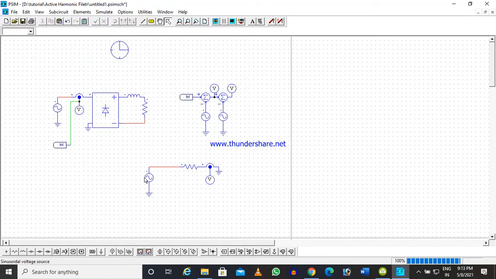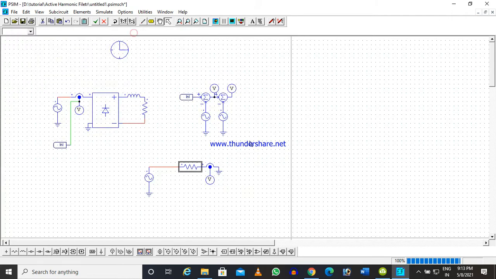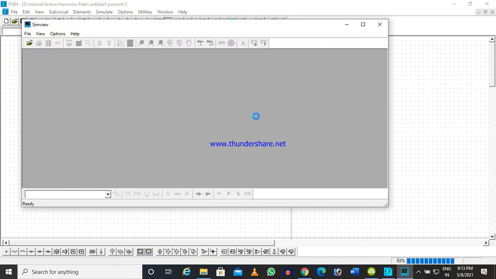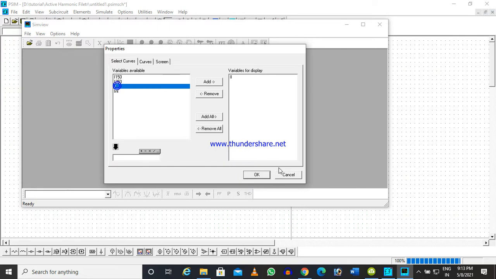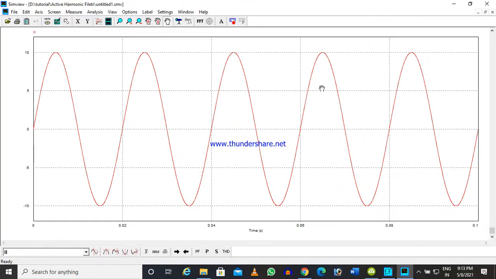You see here, I have used a source of 100 volt 50 hertz, and I have given the resistance of load as 10 ohm. Now if you simulate it, this is my linear load, and you see we are getting a pure sinusoidal waveform. So absolutely the current waveform is not distorted.